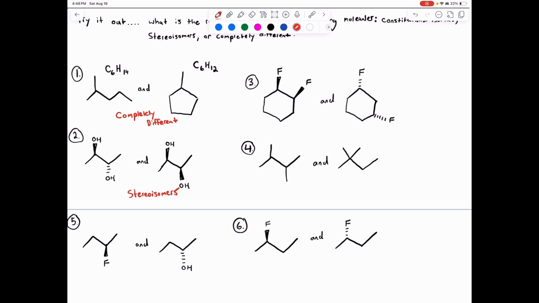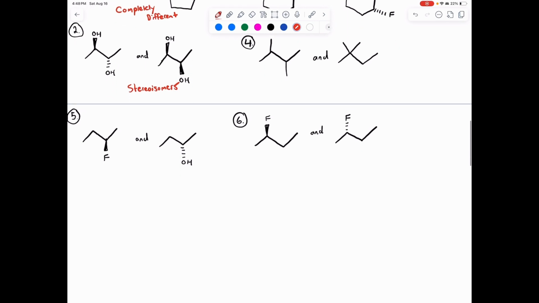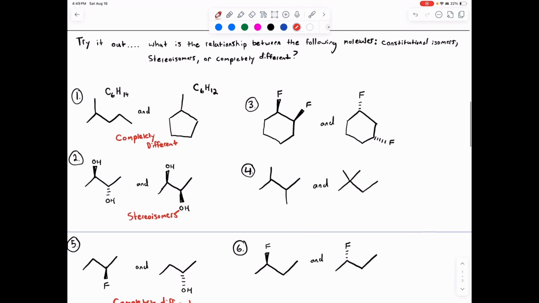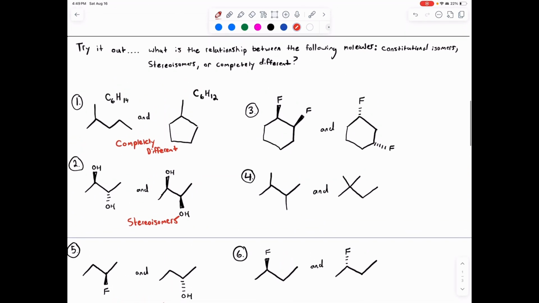All right, this next one, what I hope you saw is that we have different chemical formulas. So since we have different chemical formulas, different atoms, these aren't isomers at all. These are just completely different compounds, and we are done. This next one is purposely tricky. And this is something that professors will do.